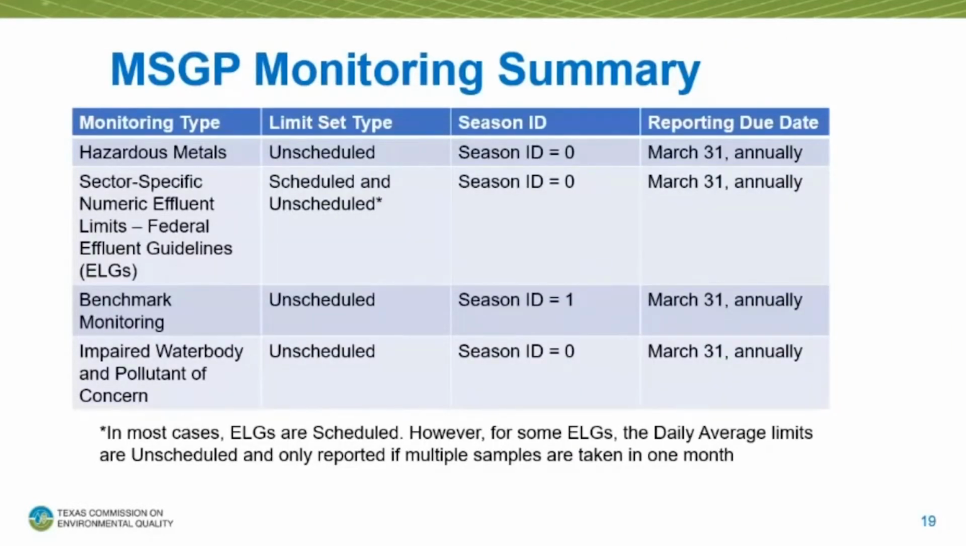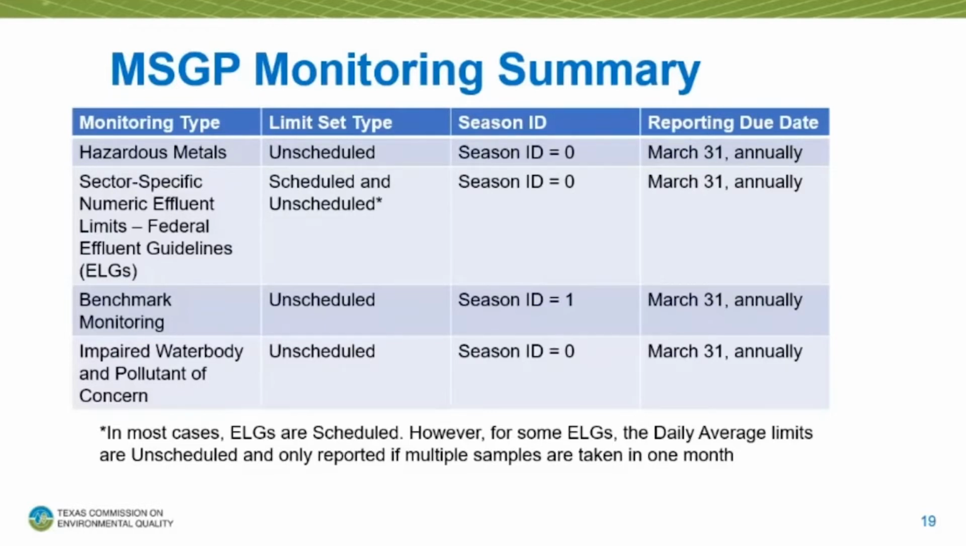So this is a quick summary of what we just talked through with the different monitoring types. The first one was hazardous metals. Like I said, those are going to go in the limit set type of unscheduled. That just means, because you're only reporting hazardous metals when there's an exceedance, we're using unscheduled to make sure that the system isn't flagging you for not reporting something. And season ID is 0 for this one, and I'll explain why the season ID matters in just a second. And then you'll notice that the reporting due date for all of the monitoring is March 31st annually.